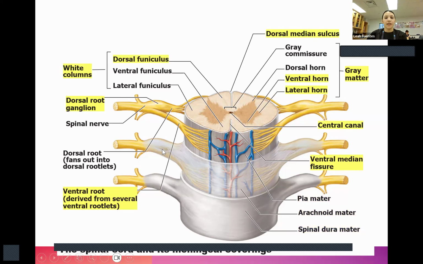And then getting into more detail, our dorsal root ganglion here. Over here we have our dorsal horn, followed by our ventral horn down here, and then lateral horn, which is again lateral. All of these right here make up the gray matter, which is what you see right here.